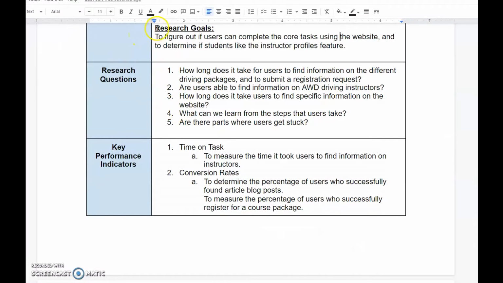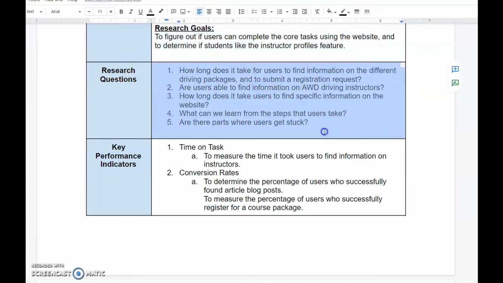Now, the first thing that I did was to outline what my research goals were. What is the point of this usability test? And the point is to figure out if users can complete the core tasks using the website and to determine if students like the instructor profiles feature, because that to me is the most important part of the website. So I want to know, do people like this?